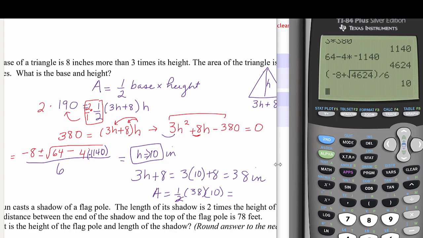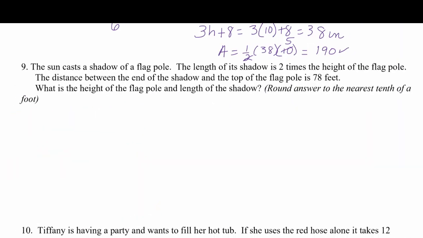So let's see, 1/2 of 10 is 5. 5 times 38 is 190 square feet. So that works. Good. Let's go to the last problem.